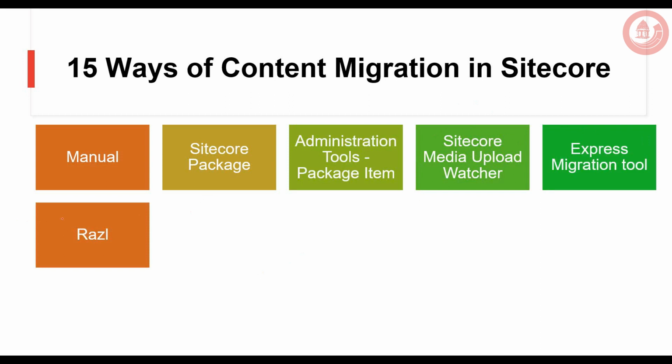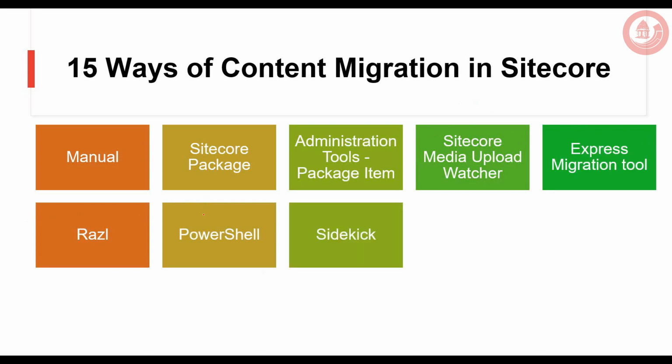You can use Ryzen, which is a third-party tool. You have to purchase it, and then you can compare the master databases of your two Sitecore instances, and you can sync your items there through this tool. PowerShell, where you can write your PowerShell scripts to migrate data or to get the data from other sources into Sitecore. For example, you have a CSV file, so you can load that CSV file and then create the Sitecore items.